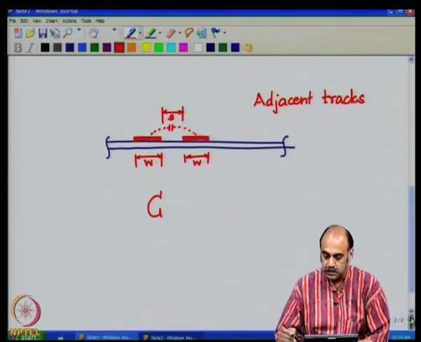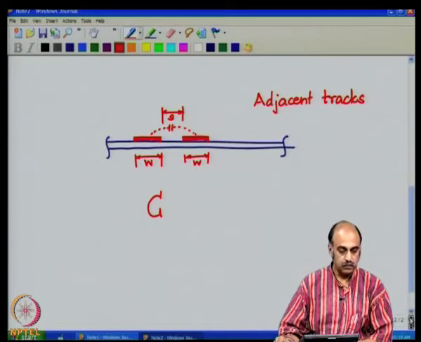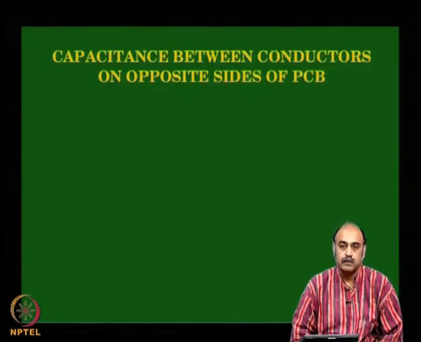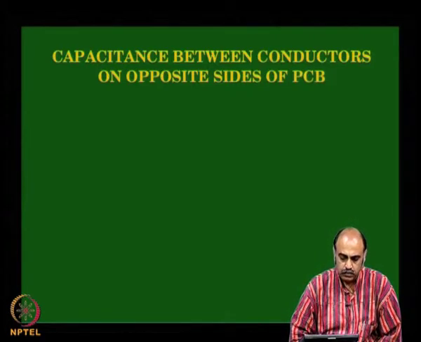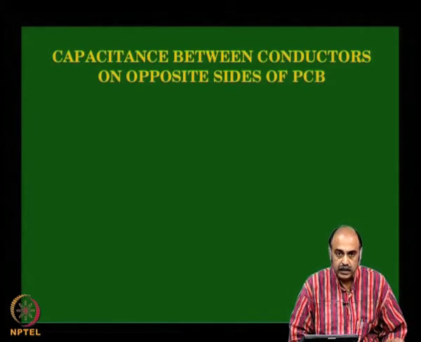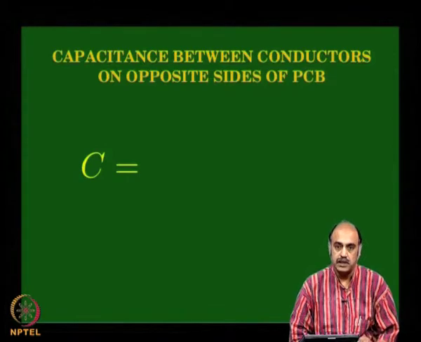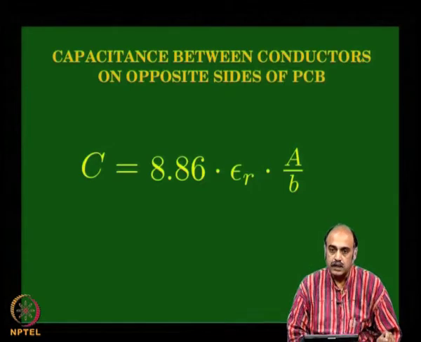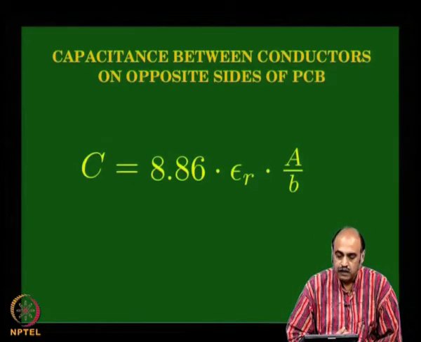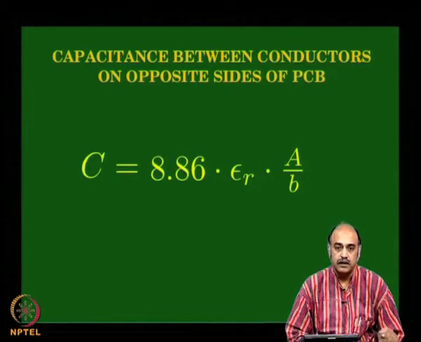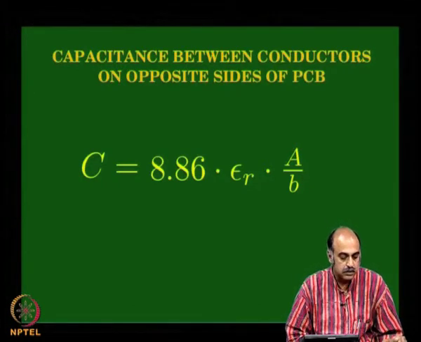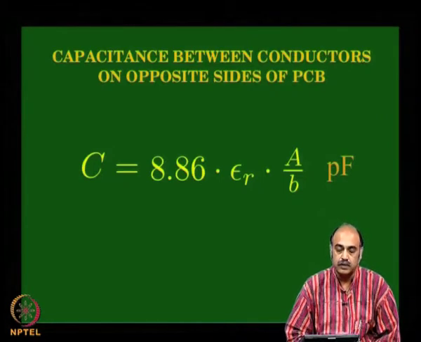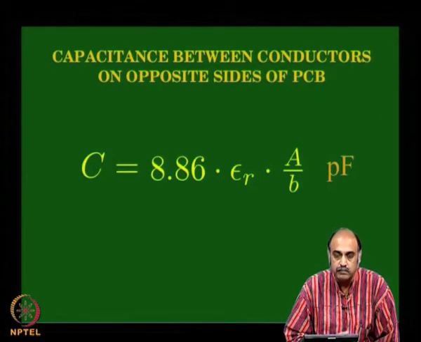So, now coming to the capacitance between conductors on opposite sides of the PCB. Let us first find an estimate of C, and we just now saw the formula. It is given by epsilon A by D. Here the various symbols will be indicated now, what they mean.